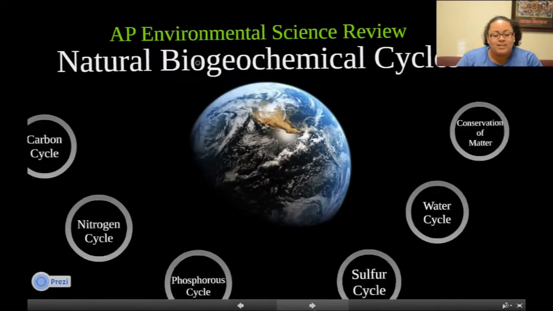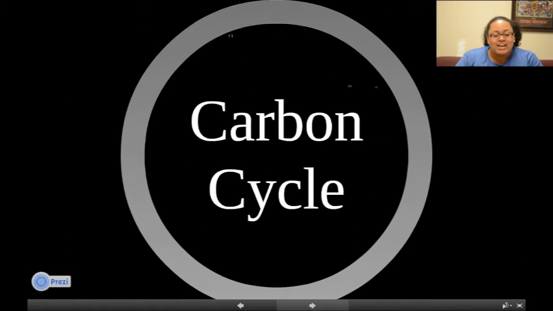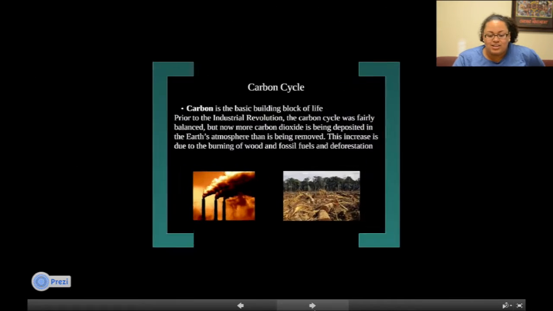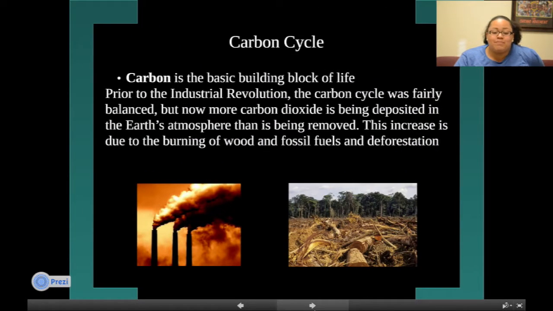So first up, carbon cycle. Carbon is the basic building block of life. Prior to the Industrial Revolution, the carbon cycle was fairly balanced, but because of human activity, more and more carbon dioxide is being deposited into Earth's atmosphere than is being removed. This increase is due to the burning of fossil wood and fossil fuels and deforestation.